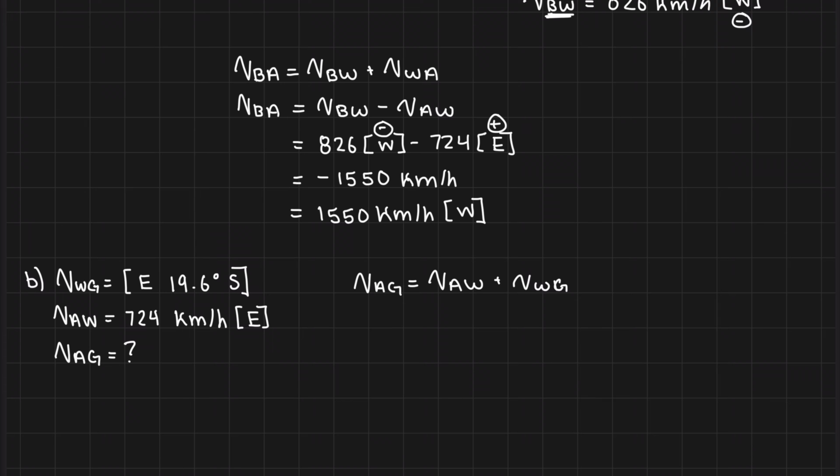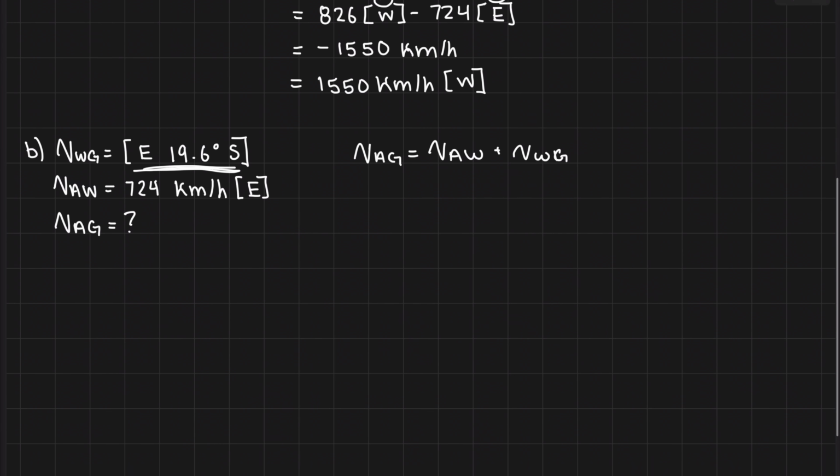Now, you may be wondering what makes part B any different from part A? Well, it's the fact that in our velocity of WG, we actually have two directions. So what I'm going to do is draw out a diagram for this wind velocity so that we can see which components are in the Y direction and which components are in the X direction.